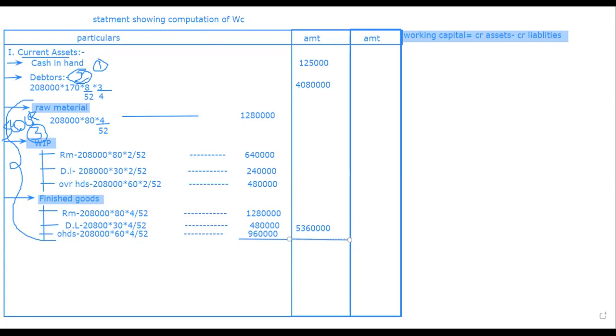So I'll go with my calculator once again. So plus 40 lakhs 80,000 plus 1 lakh 25,000, which is going to be 95 lakh 65,000. So my total of current assets I got it. So how much it is? 95 lakh 65,000. So this is how I got it.